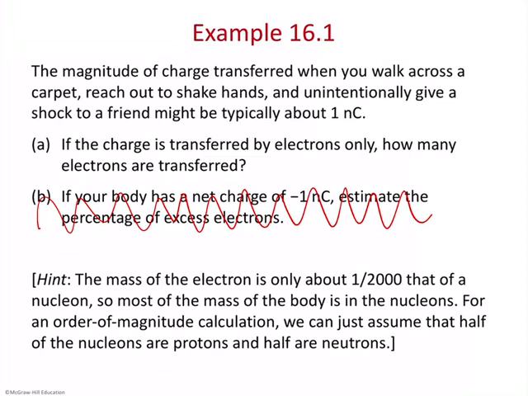All right, so this one says the magnitude of charge transferred when you walk across a carpet, shake hands, and unintentionally shock a friend is about 1 nanocoulomb of charge. This is what I was saying a few weeks before spring break: you really need to know those numbers on the metric scale, where nanocoulombs would be 1 times 10 to the negative 9th coulombs. So much easier than doing dimensional analysis. Know that nano is negative 9.